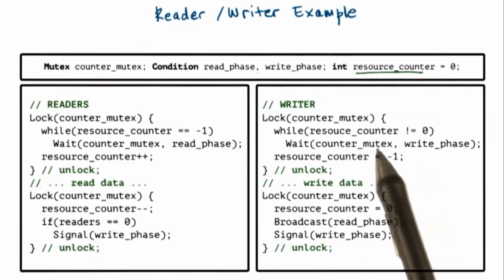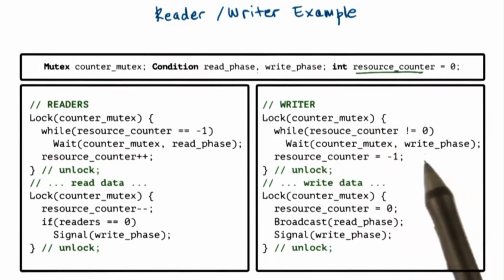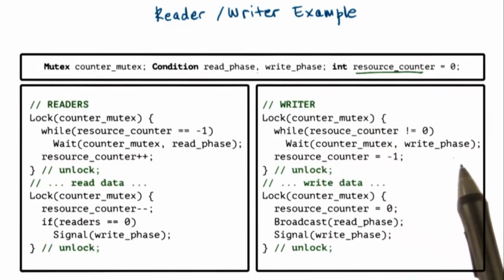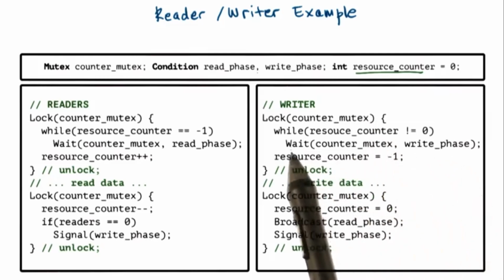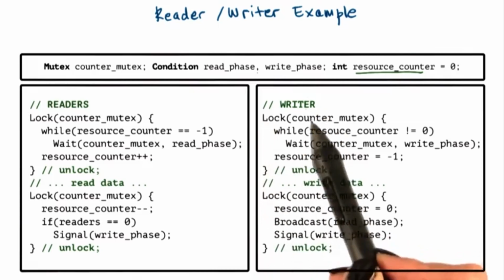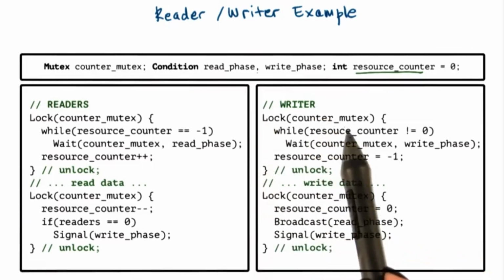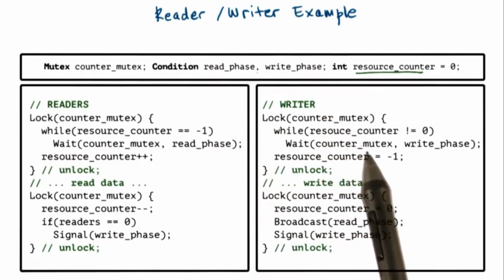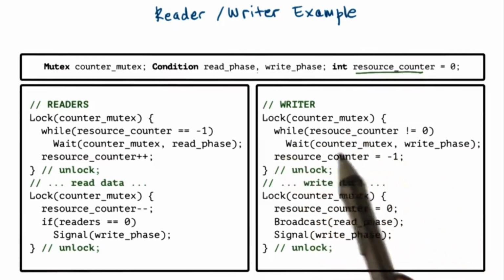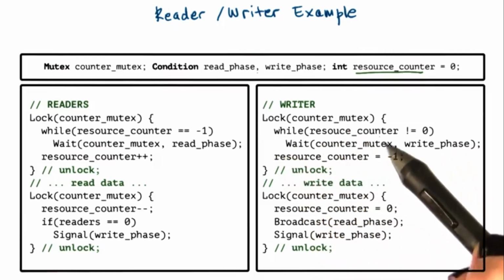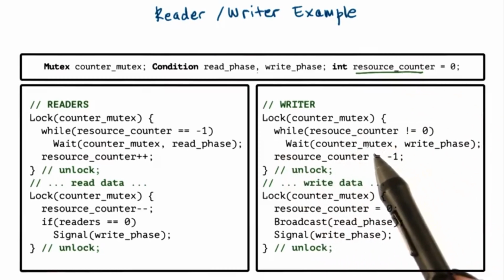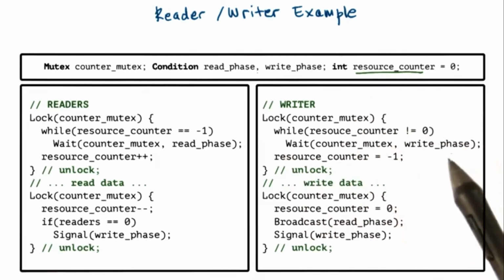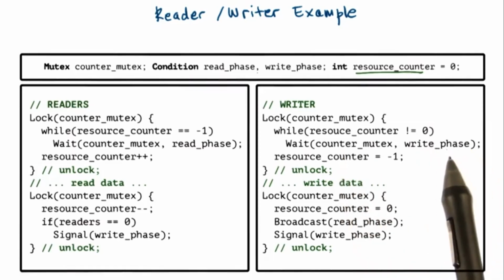In the wait operation, it specifies the counter mutex, and it says it's going to wait for the write phase. What will happen at this point, remember, we are performing this wait operation within the lock construct, so the writer has the counter mutex. It's the owner of the counter mutex. However, when it enters the wait operation, the mutex is automatically released. So the writer is somewhere suspended on a queue that's associated with the write phase condition variable, and the mutex is at this point free.